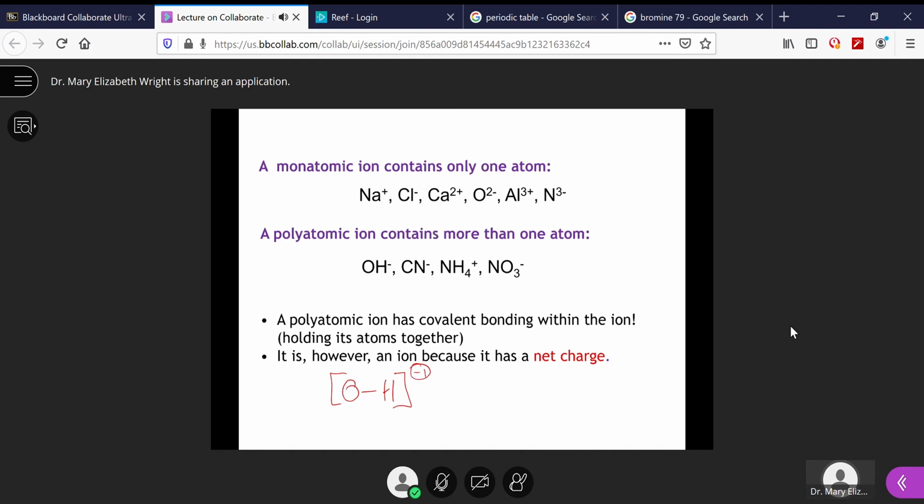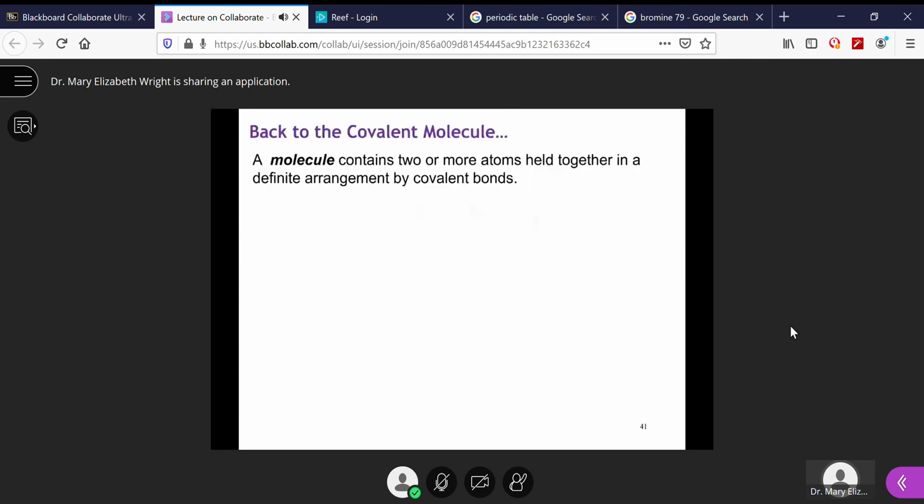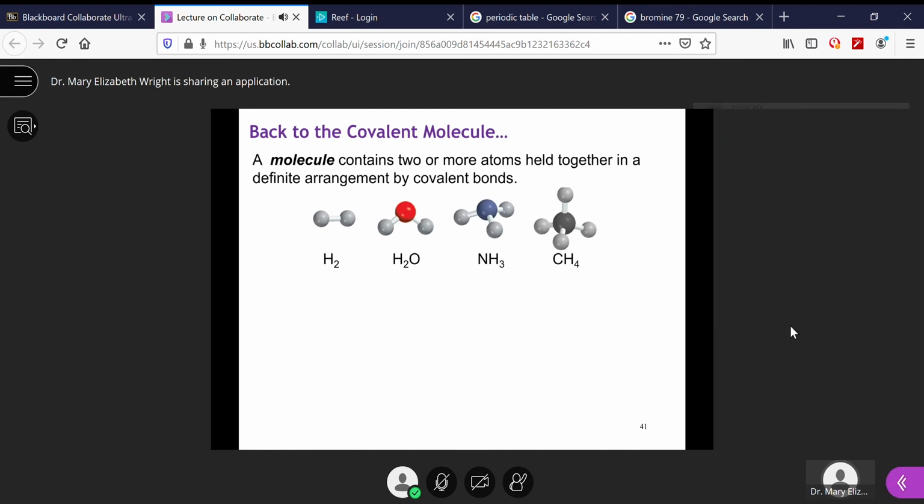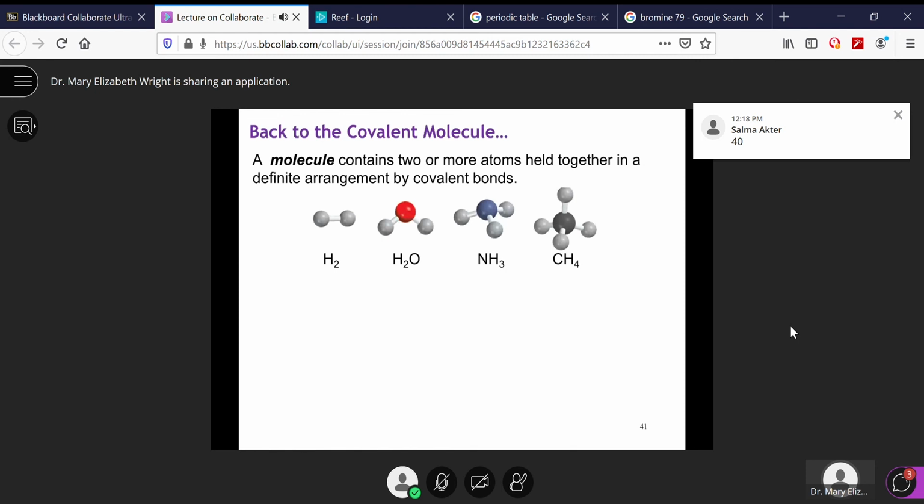Okay, so that's polyatomic and that's monoatomic. Easier, harder, requires memorization for now. Okay, so that's just an introduction to ionic compounds. I go back and forth here in these slides. We're bouncing back and forth a little bit between ionic and covalent, which is fine because I want you to be able to compare the two and understand the differences.